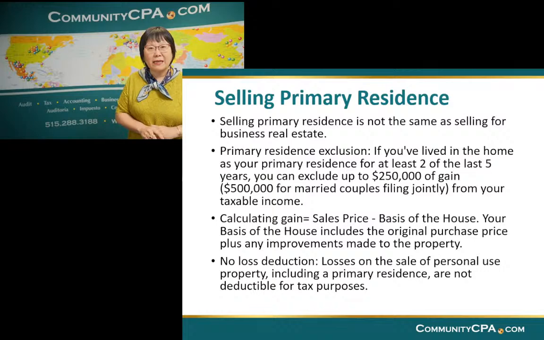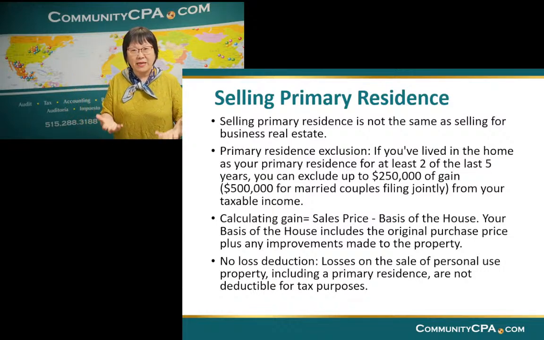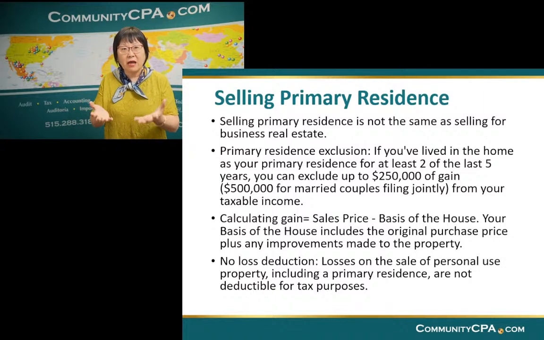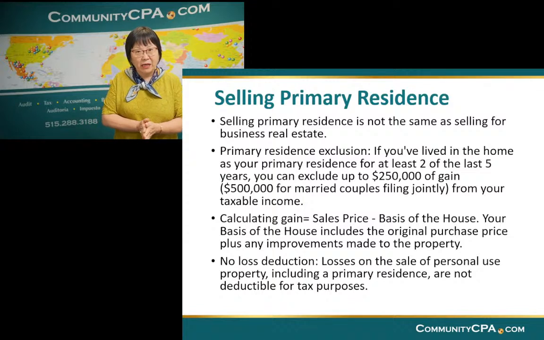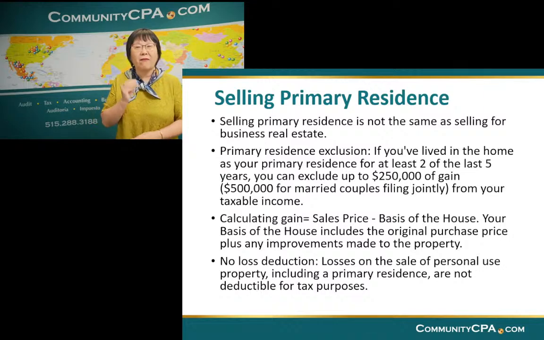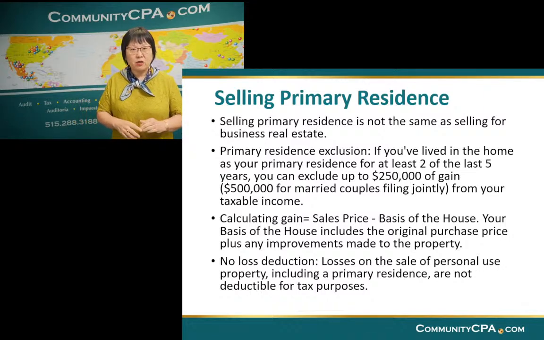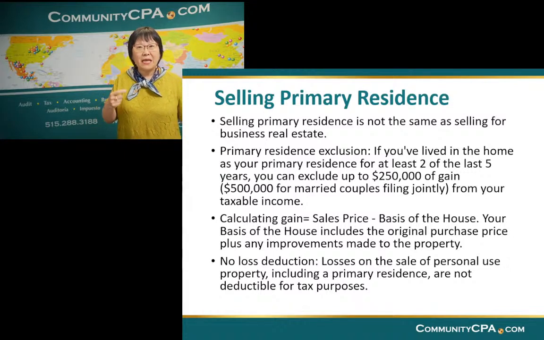And the way you calculate gain is very simple. You do sales price minus base of the house, then you get the gain. The gain, if it is not over 500,000 for a married couple, then you walk away for free. But if you have a loss on your primary residence, you cannot deduct it. You cannot deduct those losses against your W-2. But in business, if it is a business property, the loss can be deducted. So that is a main difference here.